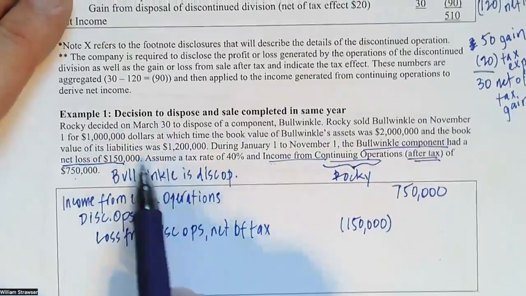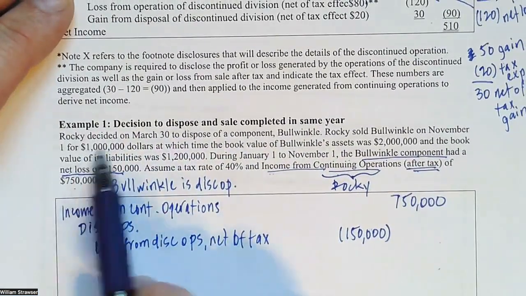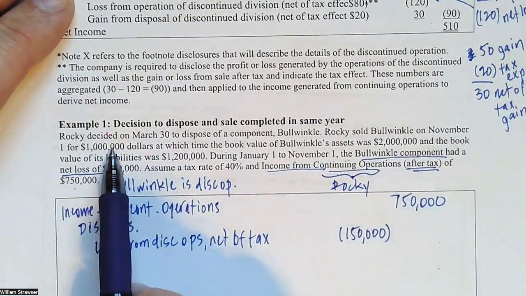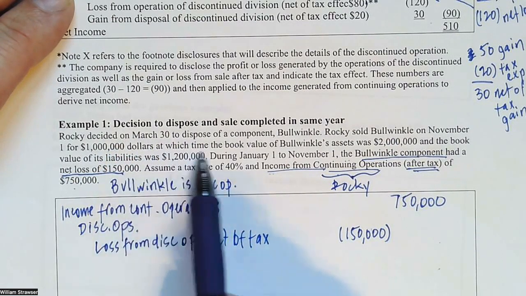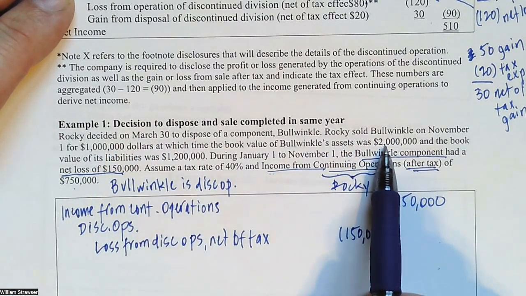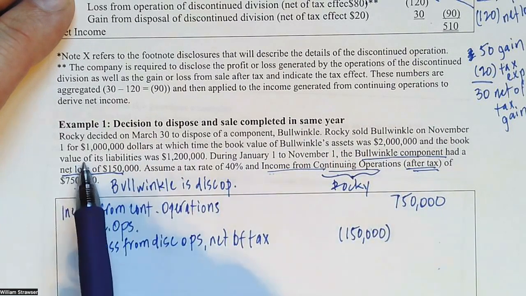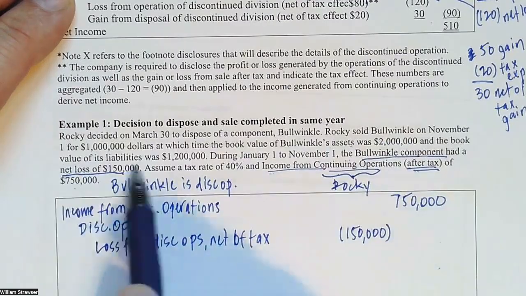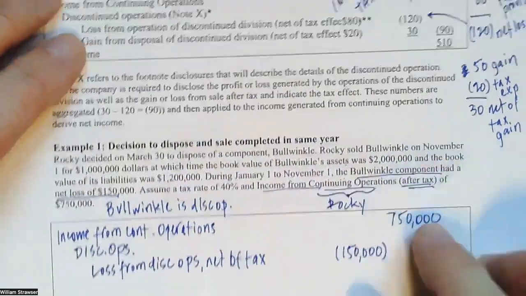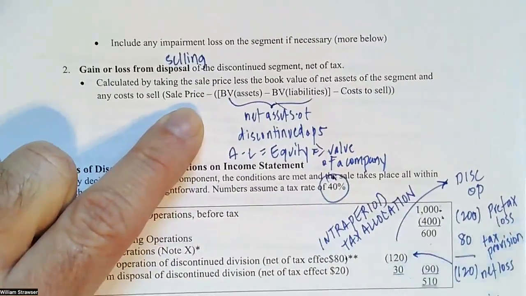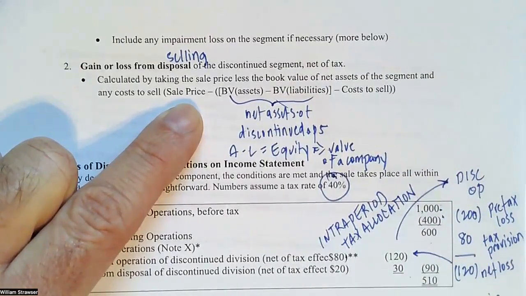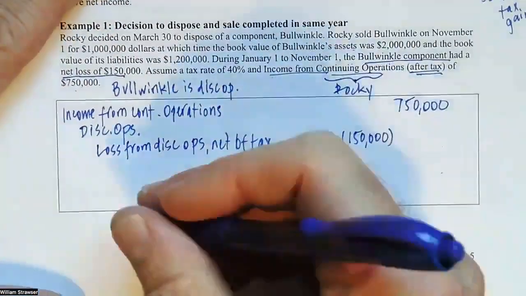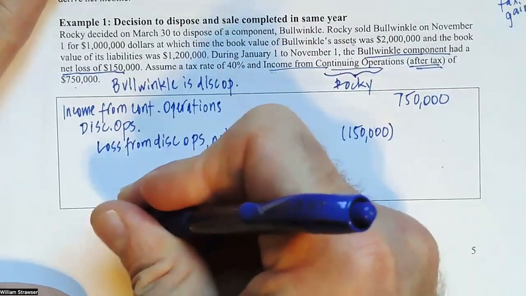Now it tells me that they sold Bullwinkle for $1 million. And at that time, the assets had a book value of 2 million. The book value of the liabilities was 1.2. So I go back to this, right? I look at what is the gain or loss. So this $1 million is my sale price.